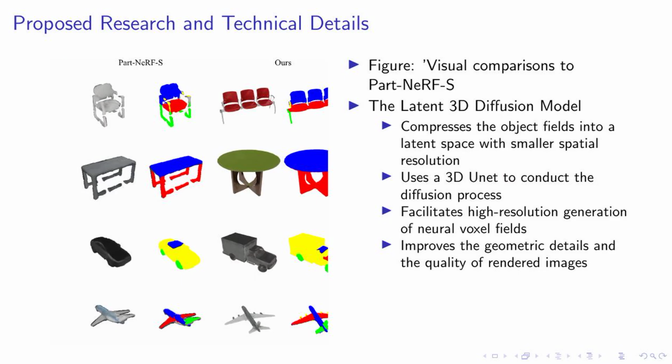As you can see in the figure on the left, we have a visual comparison to PartNeRF. Our method stands out due to the use of a latent 3D diffusion model. This model compresses the object fields into a latent space with a smaller spatial resolution. It then employs a 3D UNet to conduct the diffusion process. The result: a high-resolution generation of neural voxel fields. This not only improves the geometric details, but also significantly enhances the quality of the rendered images. In essence, our method provides a more detailed and visually appealing representation of the object.